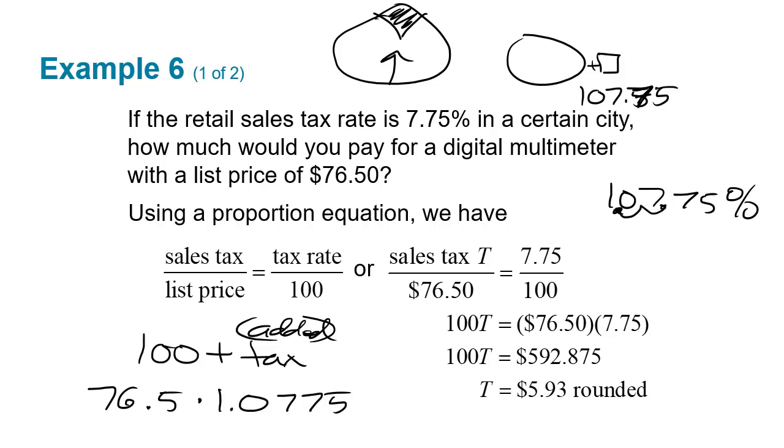So you do that math, and you get $82.43 when you round to the nearest penny, which you can double check is what you would get if you do 76.50 and add 5.93 to it. So it's just a little shortcut when we realize we can just add our percentages to 100, convert that to a decimal, and do some simple multiplication.